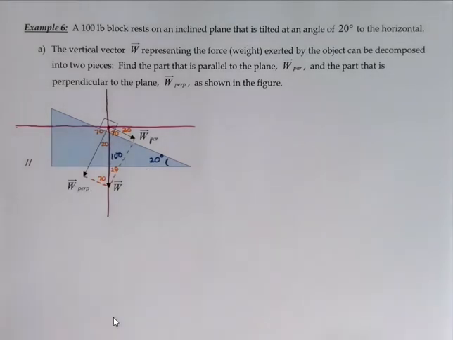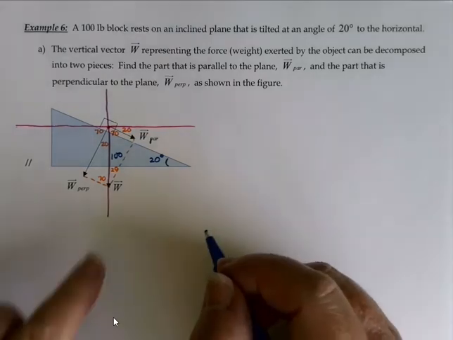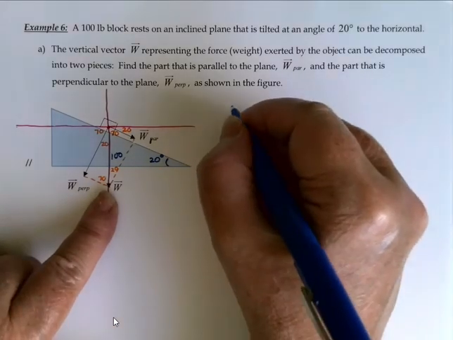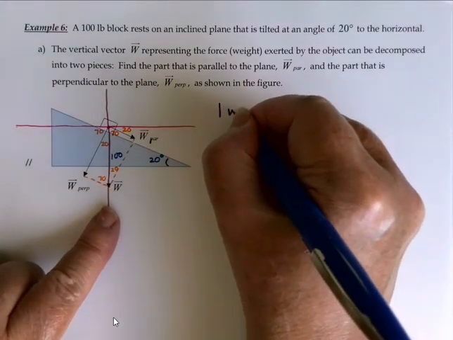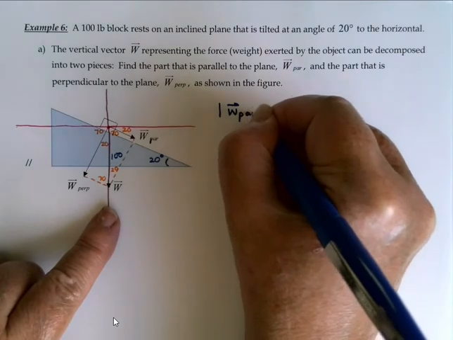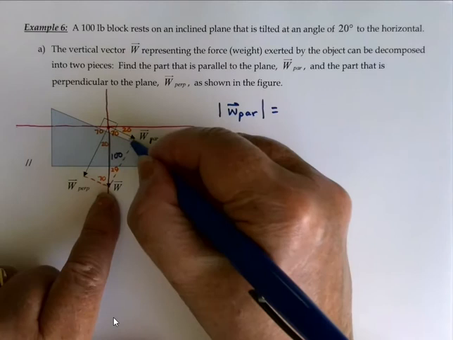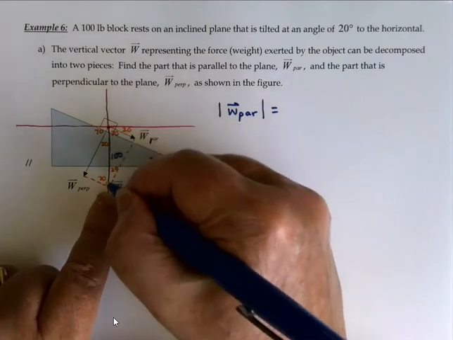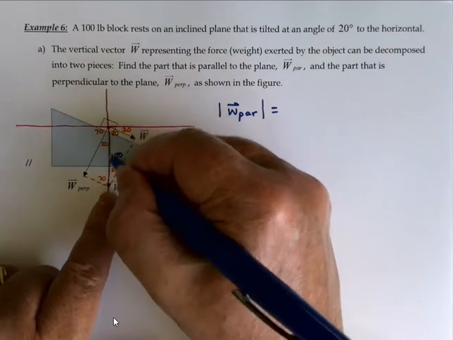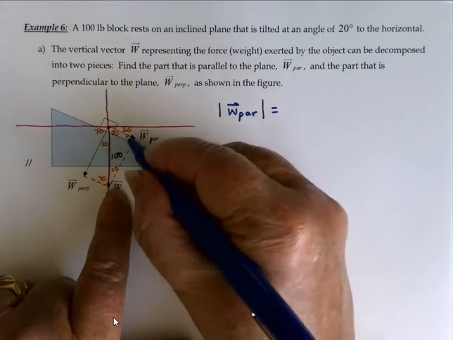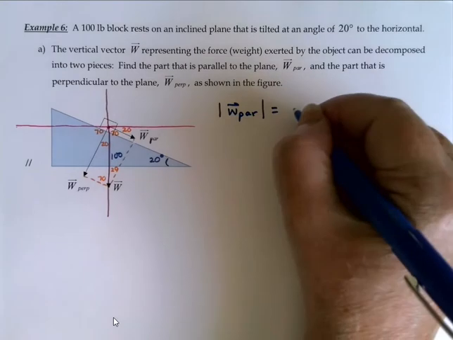As far as W parallel is concerned, I'm going to start by saying, let's think about the magnitude of W parallel. The magnitude of W parallel right here would be, let's see, the hypotenuse is 100, and this would be opposite the 20-degree angle, so I could do a 100 sine 20.